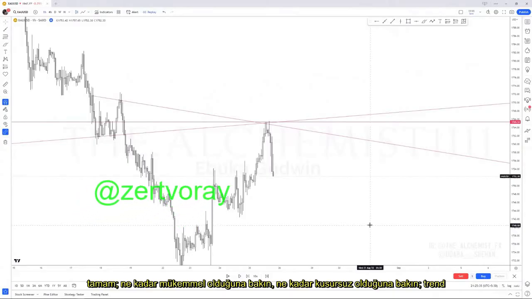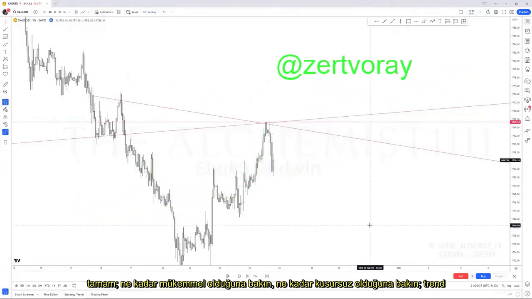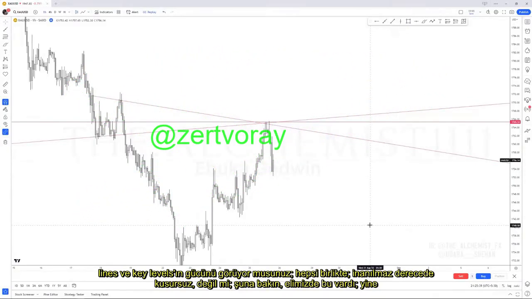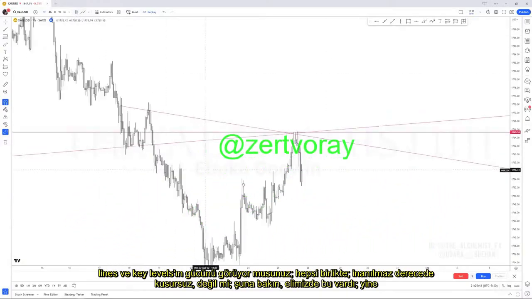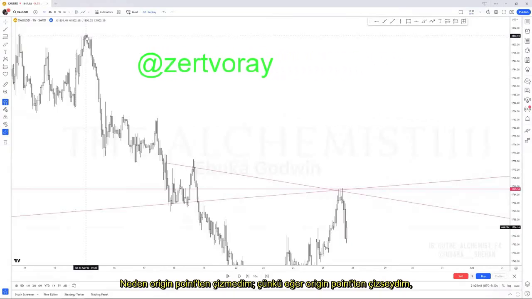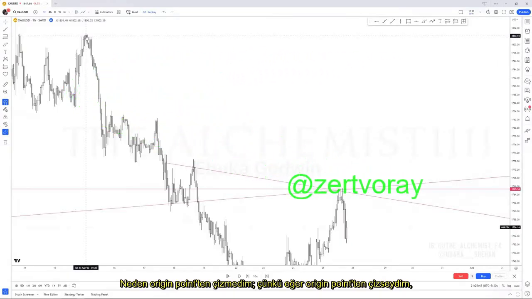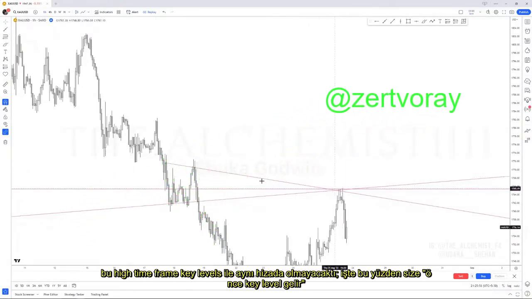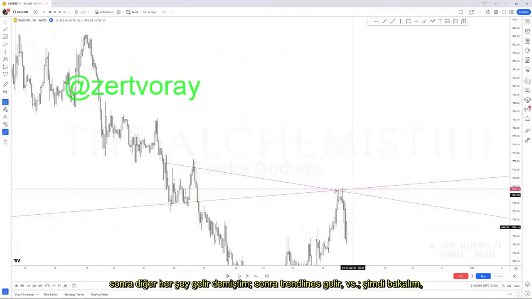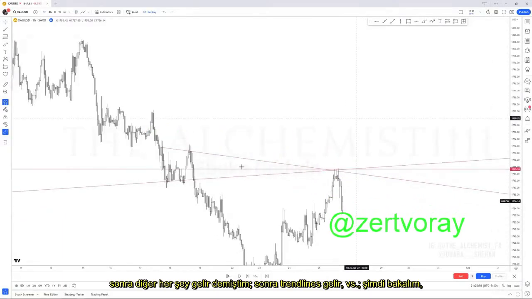Can you see that? The power of the trend lines and the key levels, all of it. Perfect, right? Look at this. We had this. Now, once again, you might be wondering, why not draw it from the origin point? Because if I draw it from the origin point, it is not in line with these high time frame key levels, right? That's why I told you the key level comes first, and then comes everything else. Then comes your trend lines and whatever.